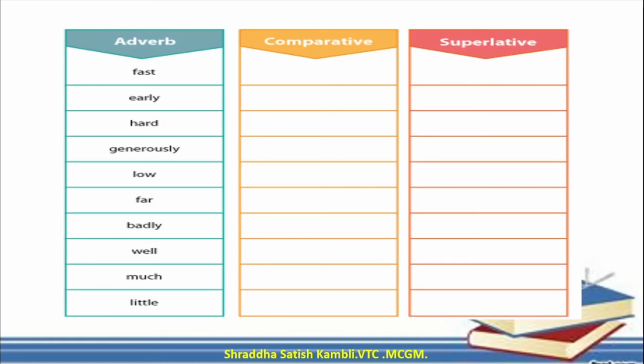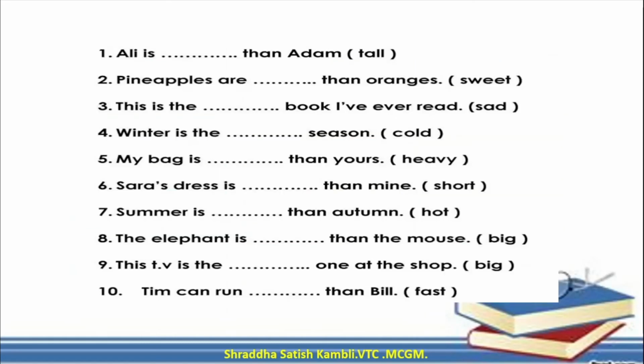And finally you have this one exercise, which is again a mixed lot. You have some adverbs here, you have some adjectives here, and also some regular and irregular ones. So you will find out how to put this in the sentence. For example, the first one, Ali is dash than Adam. Now there are two people here. So then what will happen? And you can see the word than also. So you know now.